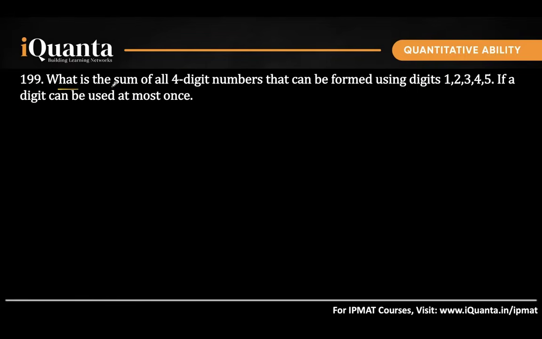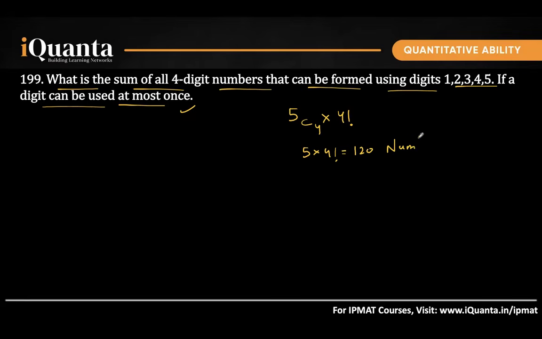Let us try to solve this question. What is the sum of all 4-digit numbers that can be formed using digits 1, 2, 3, 4, 5 if a digit can be used at most once? At most once means there's no repetition allowed, okay? Now, in how many ways can you select 4 digits out of these 5 digits? 5C4, out of 5 you're selecting 4, and then those 4 will be arranged in 4 factorial ways. So 5C4 is 5, into 4 factorial, that is 120. So there are a total of 120 four-digit numbers that will be formed.